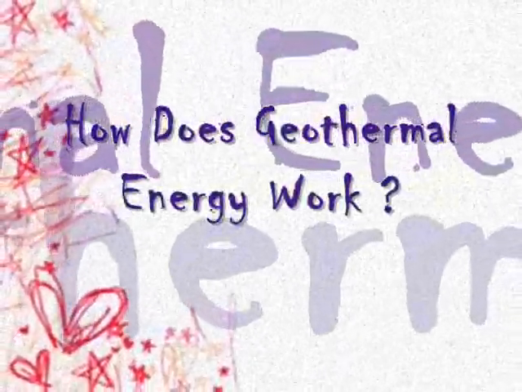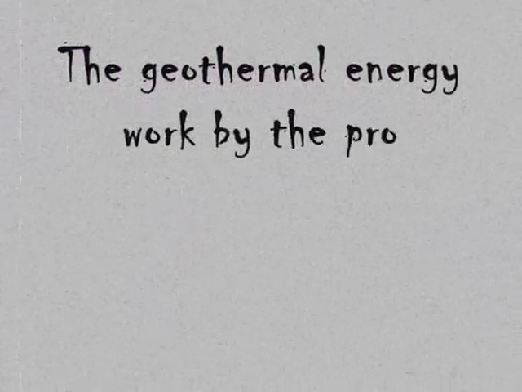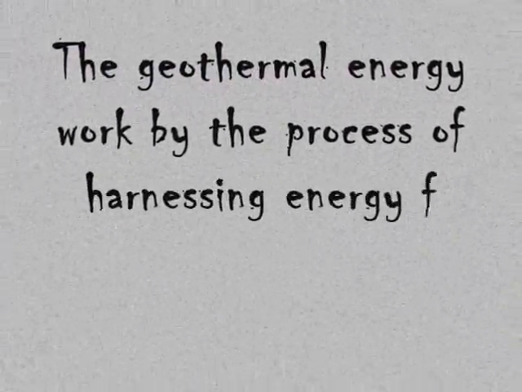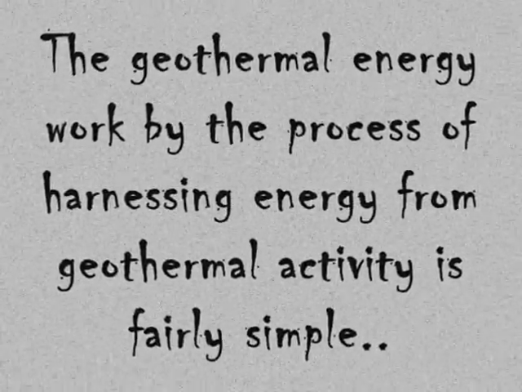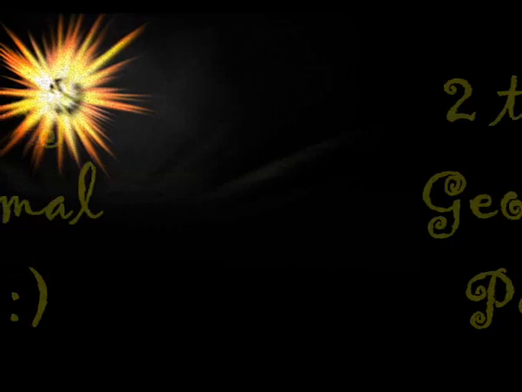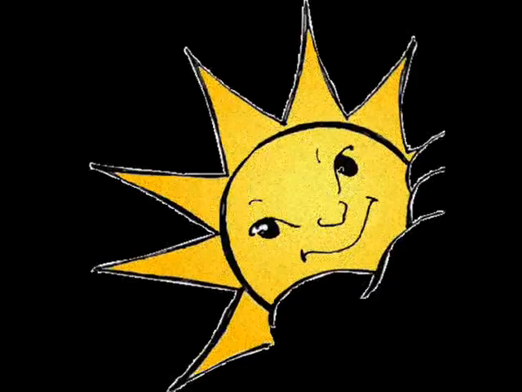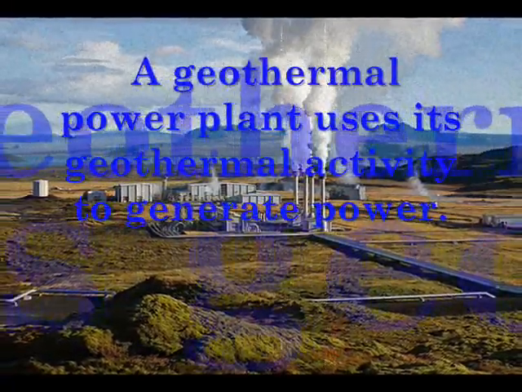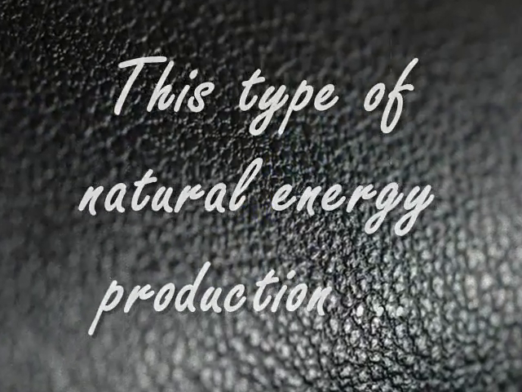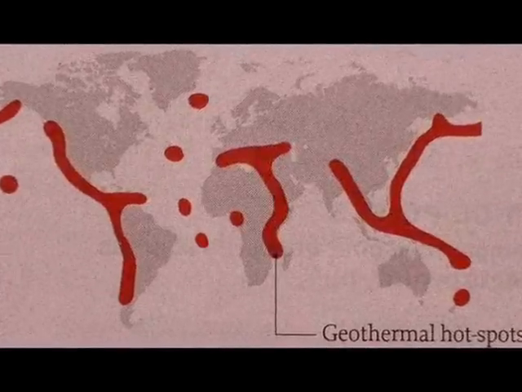How does geothermal energy work? The process of harnessing energy from geothermal activity is fairly simple, yet it depends on how you wish to make the geothermal energy work for you. The two main sources of geothermal energy come from the center of the earth and the sun. A geothermal power plant uses the geothermal activity to generate power. This type of natural energy production is extremely environmentally friendly and used in many geothermal hot springs around the globe.